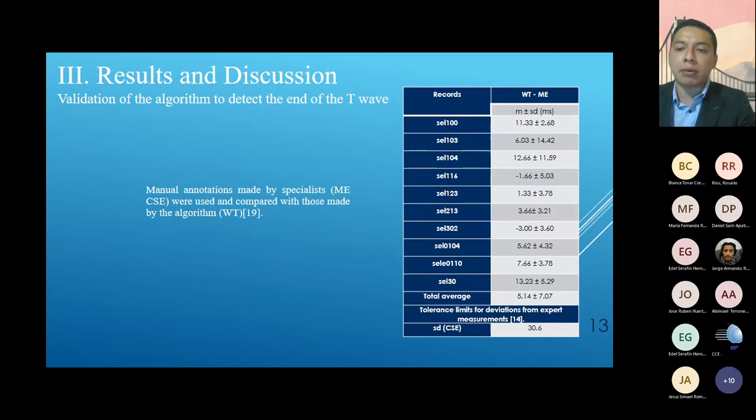The measurement of the mean error and the standard deviation was performed for the localization of the end of the T waves. The specialist suggests a maximum value of 3.6 milliseconds for the standard deviation. We achieved a mean error of 5.14 milliseconds and a mean standard deviation of the error of 7.07 milliseconds. The values obtained are within the limits suggested by the specialists.